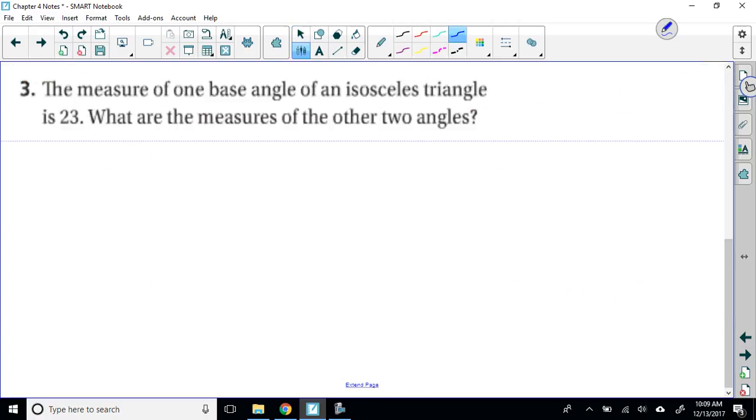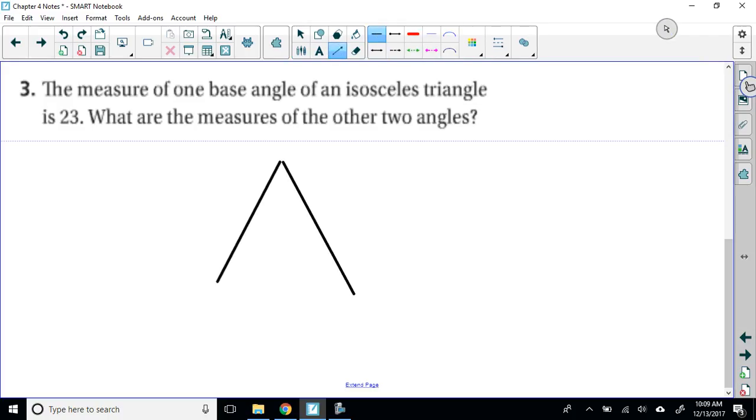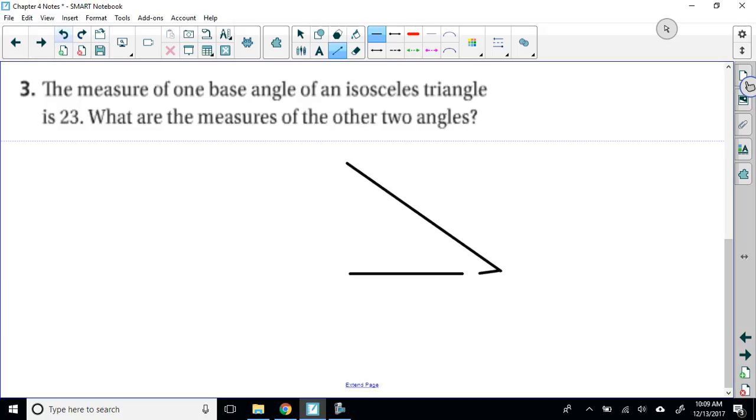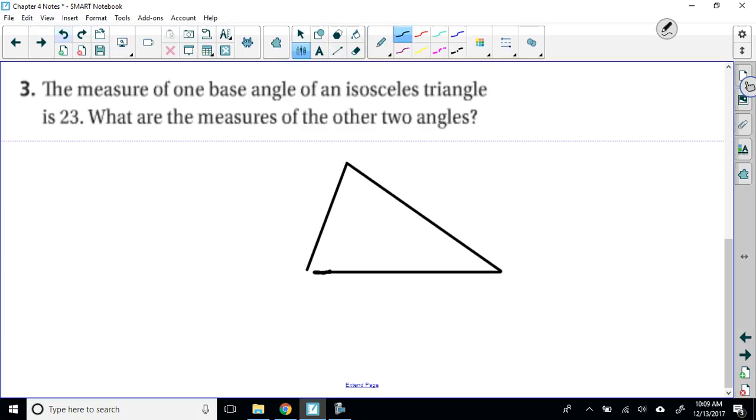So the measure of one base angle of an isosceles triangle. So you got to be able to draw these things. You got to be able to sketch these things. They don't have to be perfect. And keep in mind that they don't always have to be oriented that way either. Oh man, I could orient something like this, like that. So maybe these are congruent and these are the base angles.